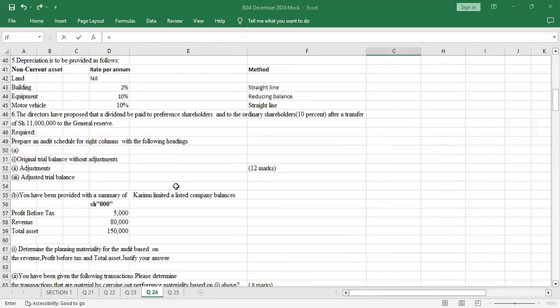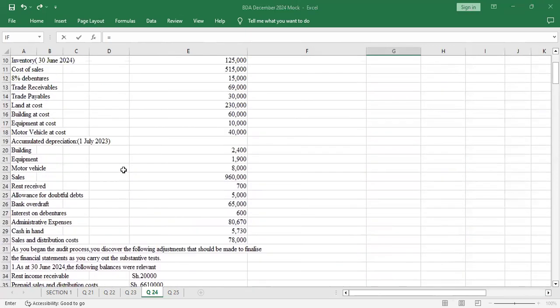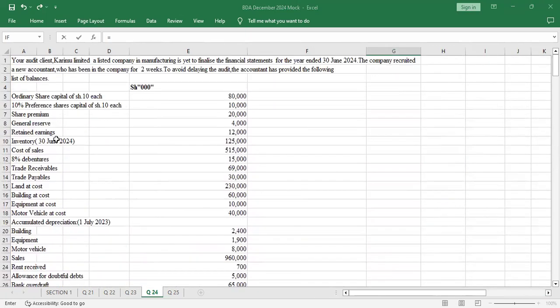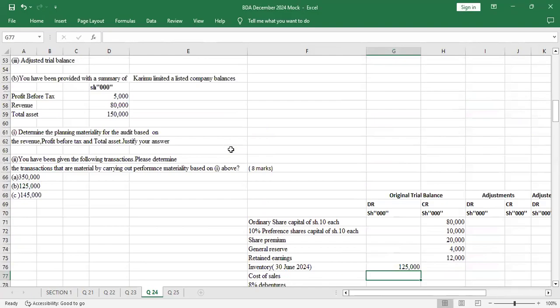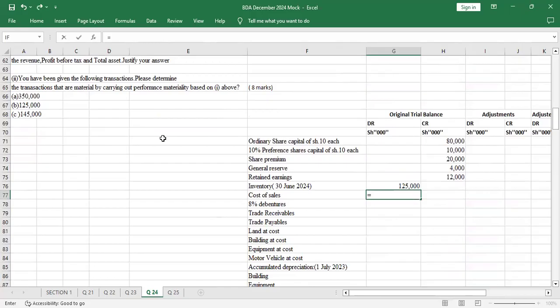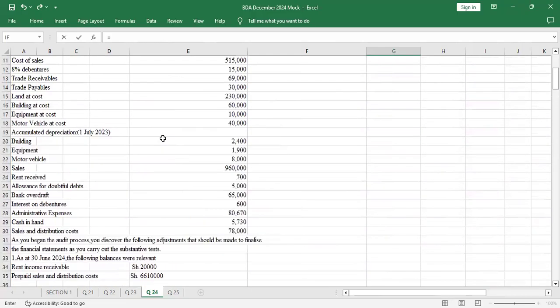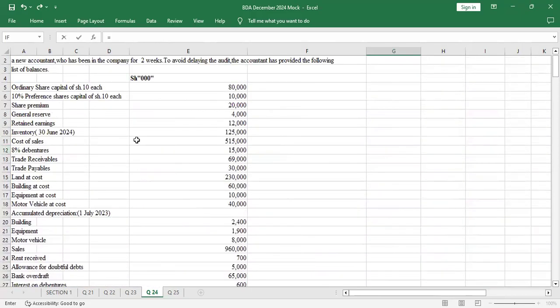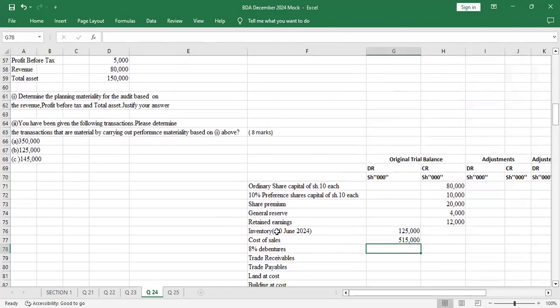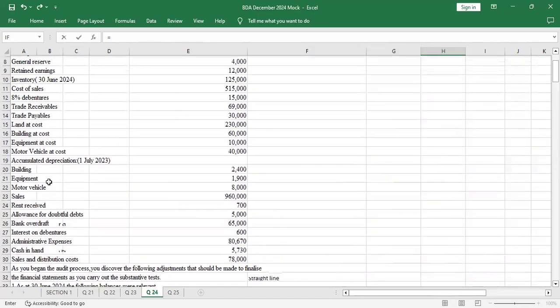So inventory, that's an asset, so we'll put it on the debit side. Yeah, all assets we debit. Then cost of sales, we'll also debit it. Then we have 8% debenture, that's a liability, so we'll credit it.